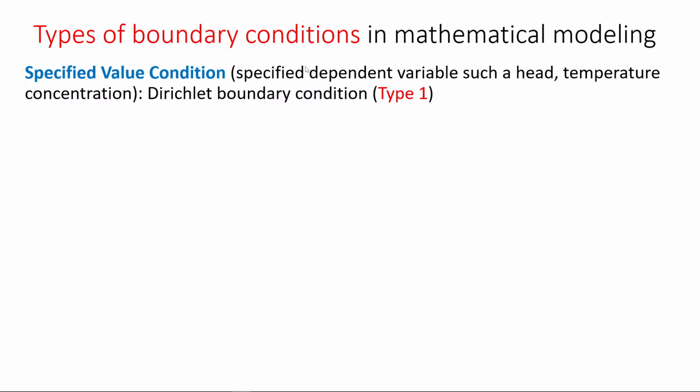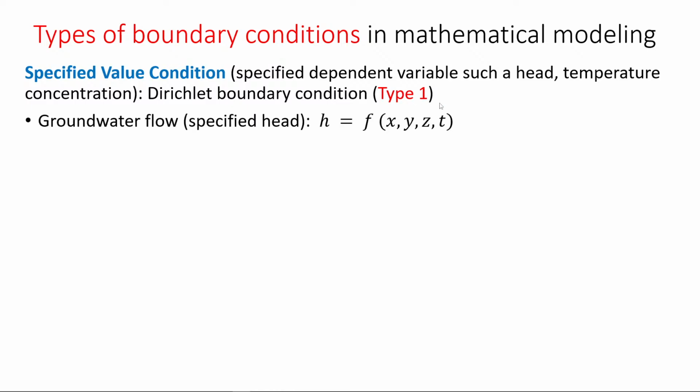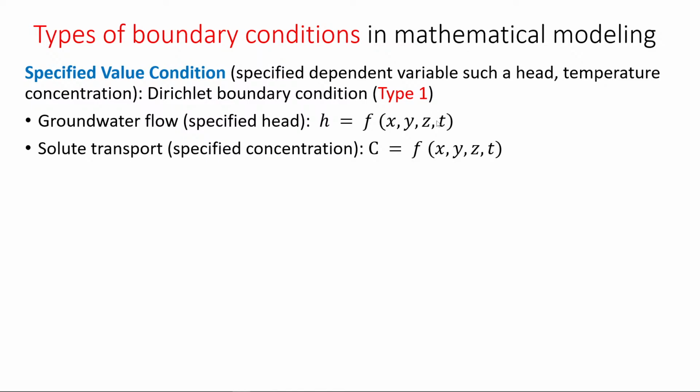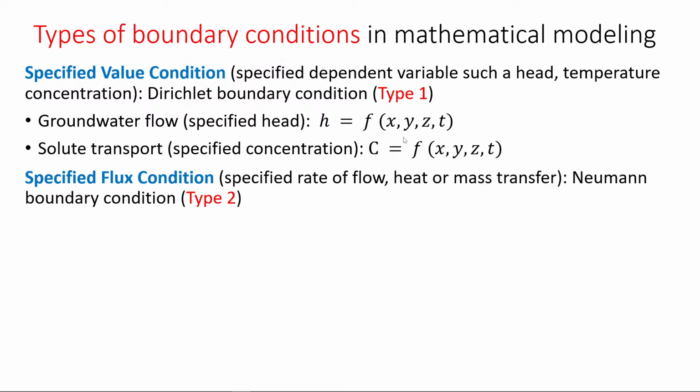We looked at boundary conditions. There are 3 types. The first is specified value conditions, meaning specified dependent variables, such as you specify the head or the temperature. This is called the Dirichlet boundary condition, also known as the type 1 boundary condition. For groundwater flow, I specify the head: I tell it that the head at this x, y, z and time is equal to this value. It could change in time. The specified head does not mean it is fixed in time or space; it changes in space, x, y, and z, and in time. Same with solute transport: I specify the concentration at this x, y, z, and time.